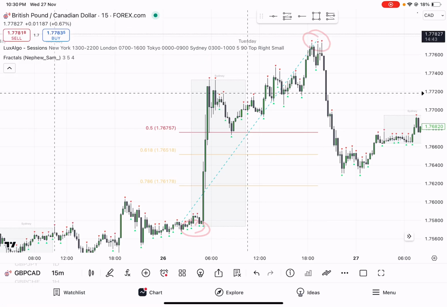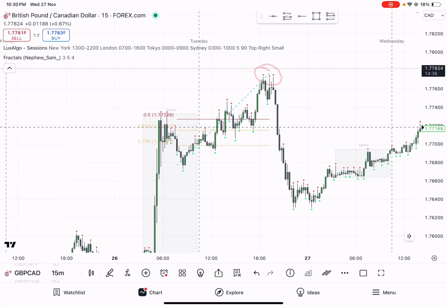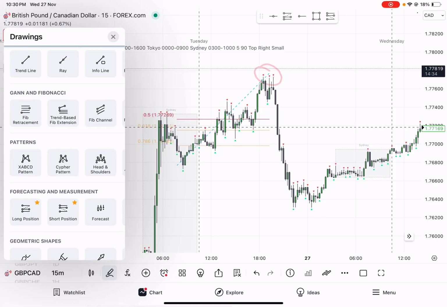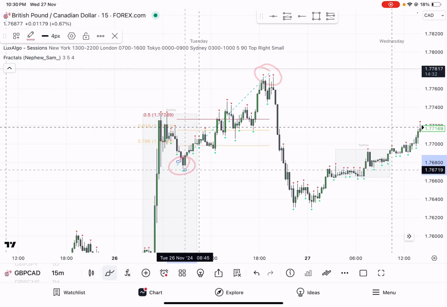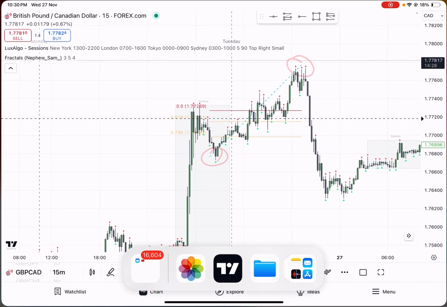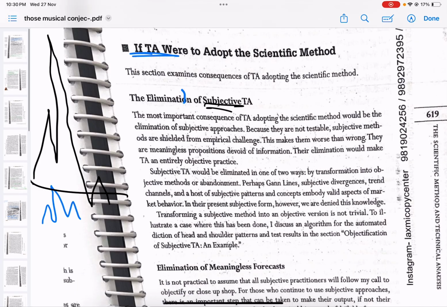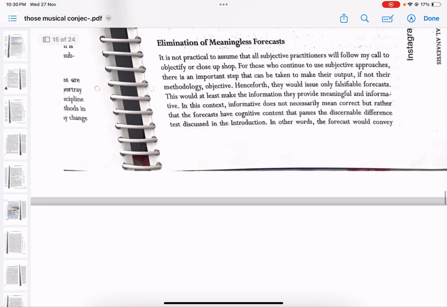Now, if I ask someone else to draw the Fibonacci, they might draw from this low to this high. Instead of taking that low, people might just take this particular low. So what does this show? This shows that technical analysis is highly subjective and it can be interpreted differently by different people. So you cannot say anything.